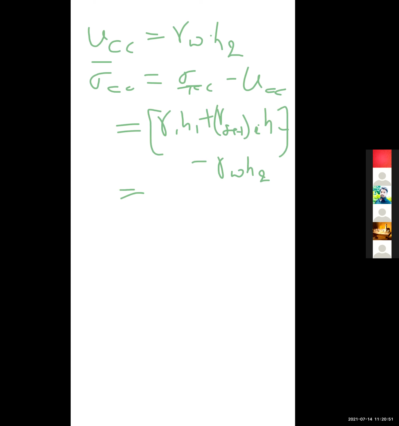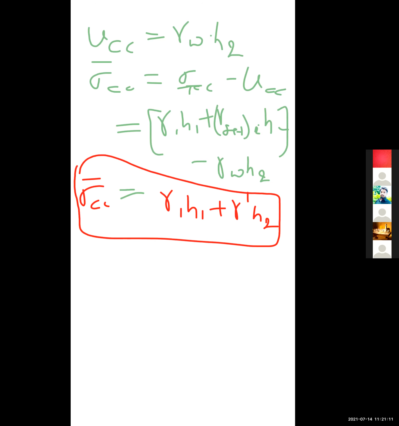So what is the value? We can write this sigma bar CC equals gamma 1 into H1 plus gamma submerged into H2. This is the effective stress at CC if the water table is introduced at B level. Point is clear? So we can see the change here. If the water table is not available, then what is the value of effective stress? And if the water table is present, then what is the change? What is the effect on effective stress?